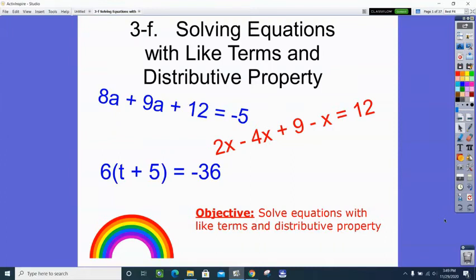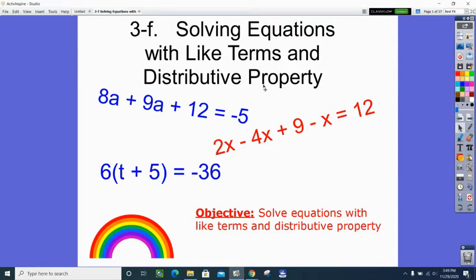Today's lesson is not going to be in the book, so you're going to need a piece of paper. The reason it's not in the book is because what we are reviewing today was done in previous years. So we're going to just take a step off the highway here before we move on in equation solving in eighth grade. And we're going to talk about solving equations that have like terms and distributive property.